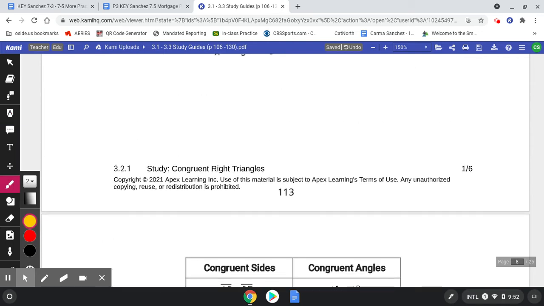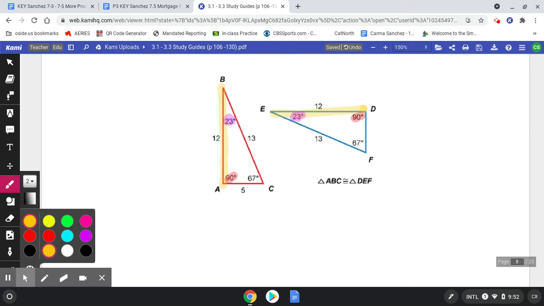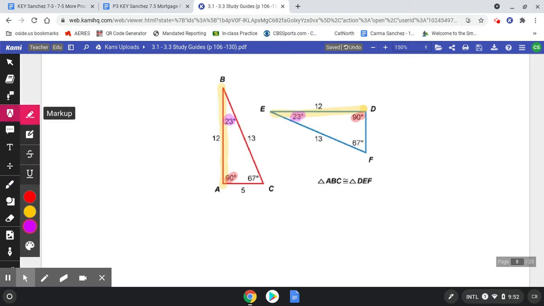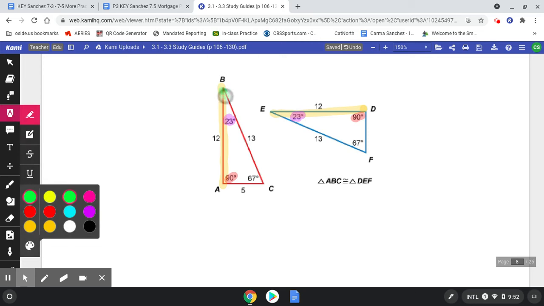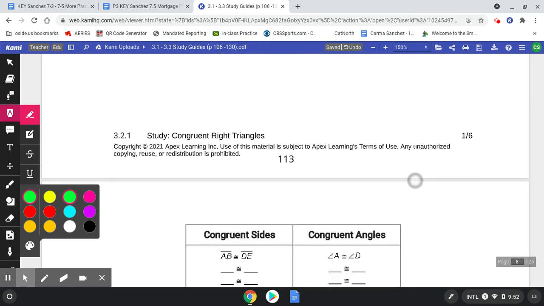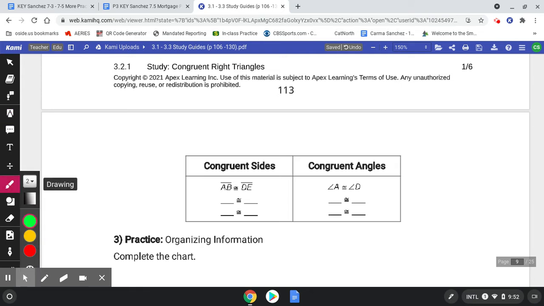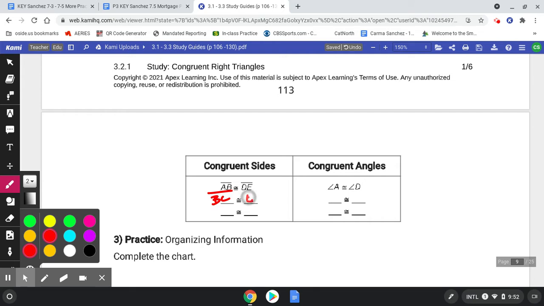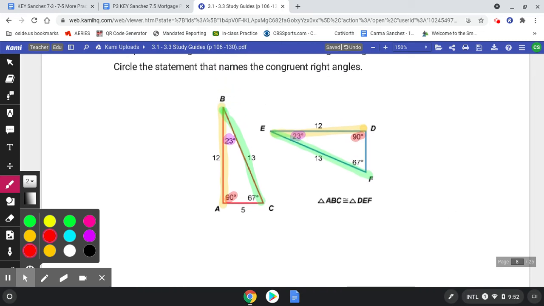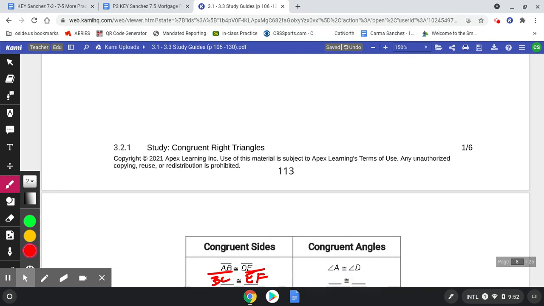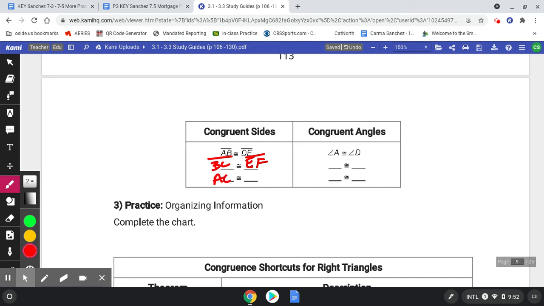So let's go get the other sides. How about this guy over here? The hypotenuse. So could we say that BC is congruent to EF? And could we also say that AC is equal to DF? So that's it for the sides.